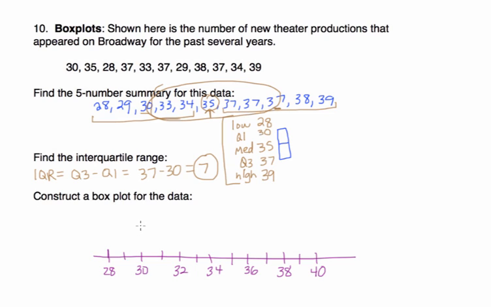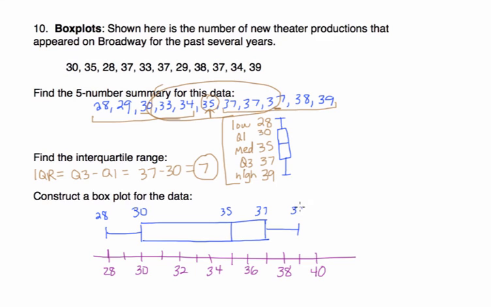So Q1 was 30, that's right here. Q3 was 37, so you want a rectangular box that shows those data values with a line at your median, so a line at 35. And then you do whiskers out to your high and your low. So my low went down to 28, my high up to 39. And then I like to label these points. And there is a box plot, sometimes called a box and whisker plot.